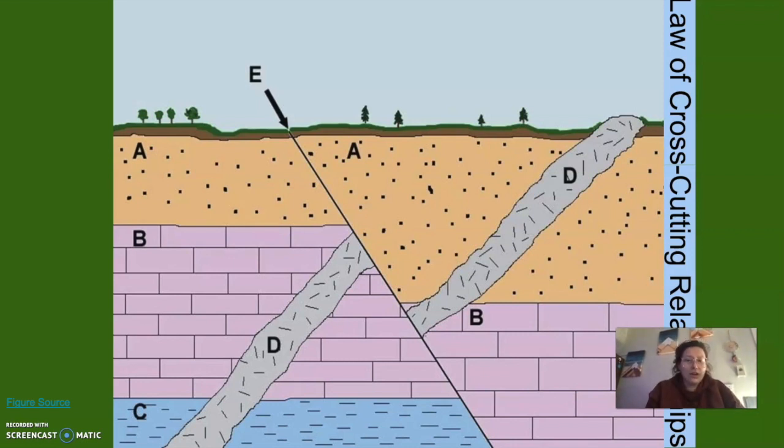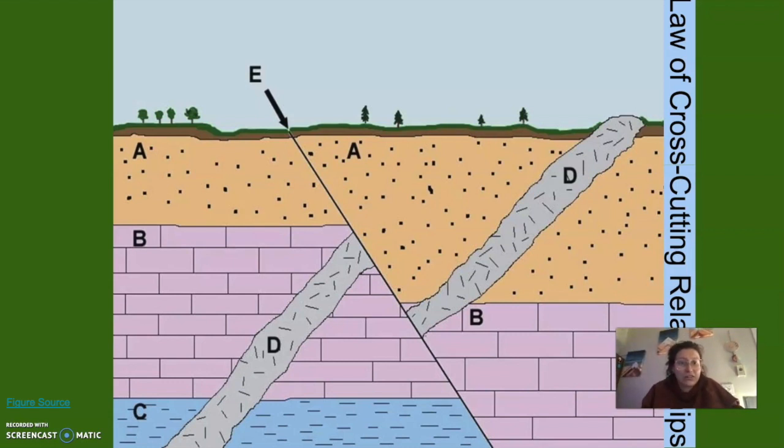So we know, relative timing-wise, that D is younger than the layers that were there before it. It has to be. The layers had to have been there in order for the dike to cross through it, right? So it's like a puzzle. We're constantly trying to figure out a puzzle. So C, B, A, and then D.